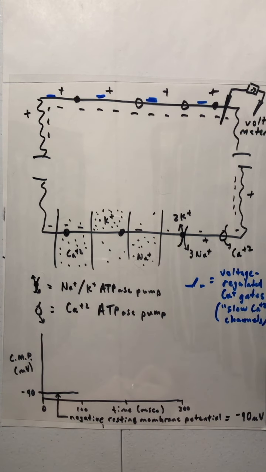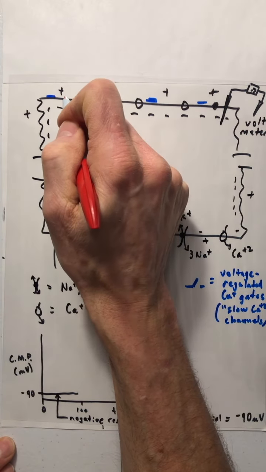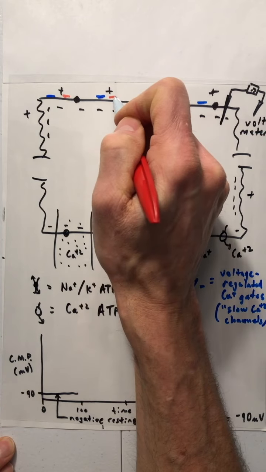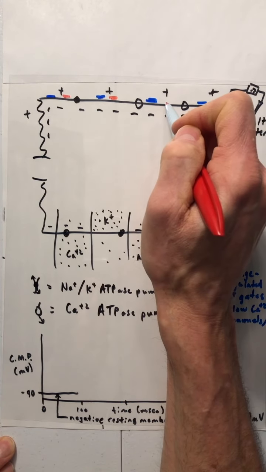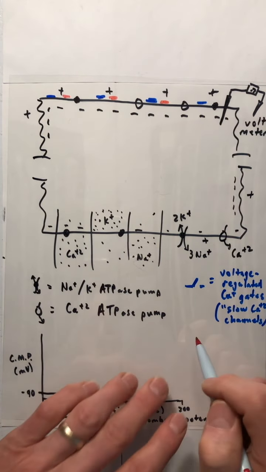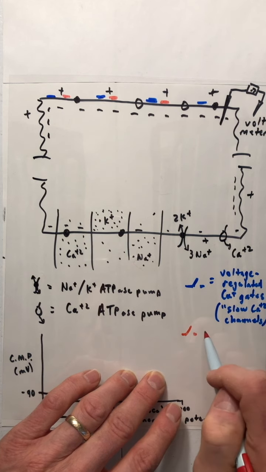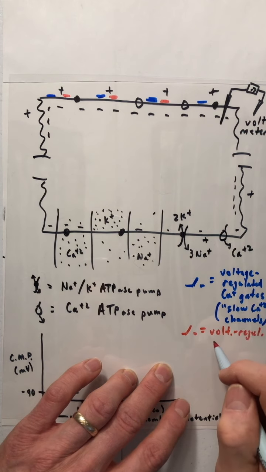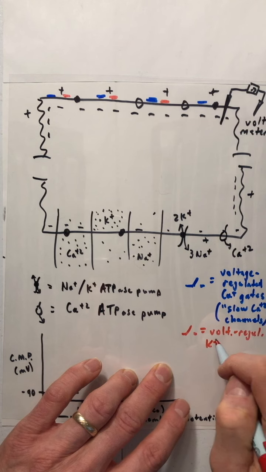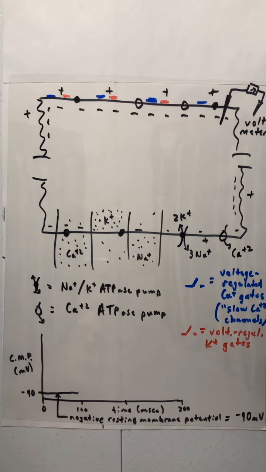And we also have voltage regulated potassium gates, which like before, I'm going to show in red. I'm drawing them as little red bars, sort of like a door that's in a closed position just for the sake of the drawing. And if they're open, they might look like this, like a swinging door that just opened. And these are the voltage regulated potassium channels or gates, similar to the autorhythmic cells.